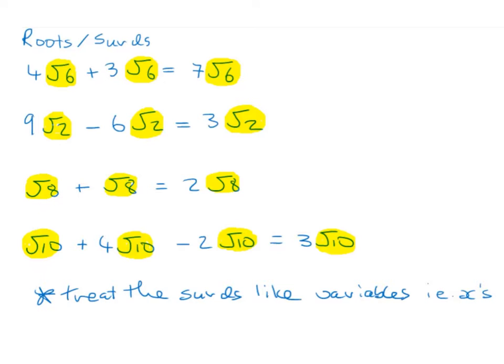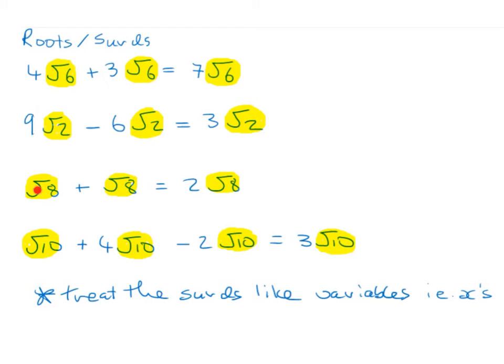When we're dealing with roots or surds, and if we're adding or subtracting, it's important that we treat the surds like variables. Like, for example, like x's or y's or z's. So if we have 4 root 6 plus 3 root 6, this is going to give us 7 root 6. It would just be like having 4x plus 3x giving us 7x. So 4 plus 3 makes 7, and we keep root 6 as it is. If we have 9 root 2 minus 6 root 2, that'll give us 3 root 2, because 9 take away 6 is 3, and we keep root 2 as it is.